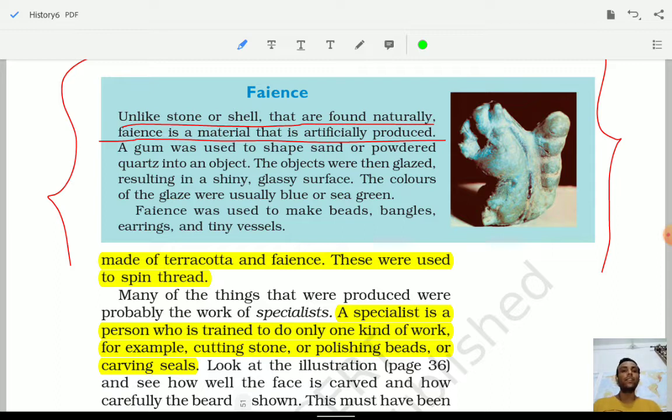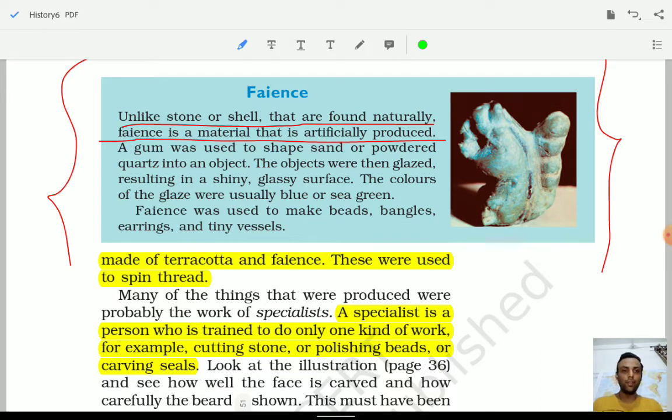We have already seen that copper tools and bronze tools have also been found, right? So they understood the metallurgy part as well, and they were experts at mixing two things to produce a third thing. Keep this in mind: faience is not a naturally occurring substance, but they artificially produced it. How? A gum was used to shape sand or powdered quartz into an object. What was used? Quartz. And the object was then glazed, resulting in a shiny finish.